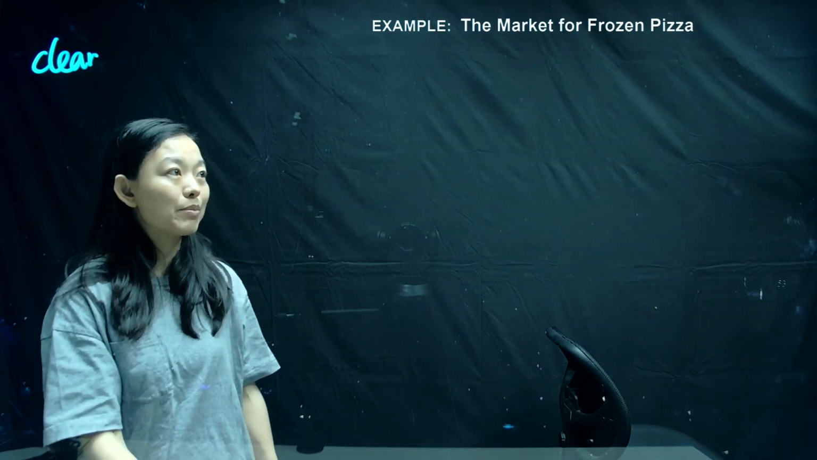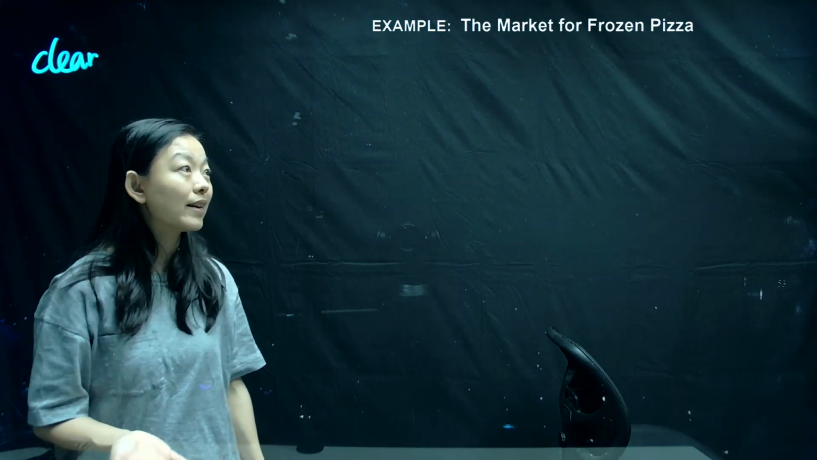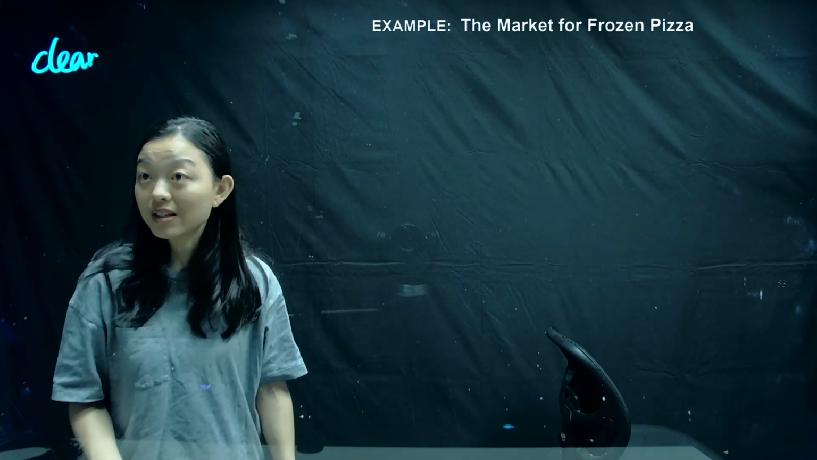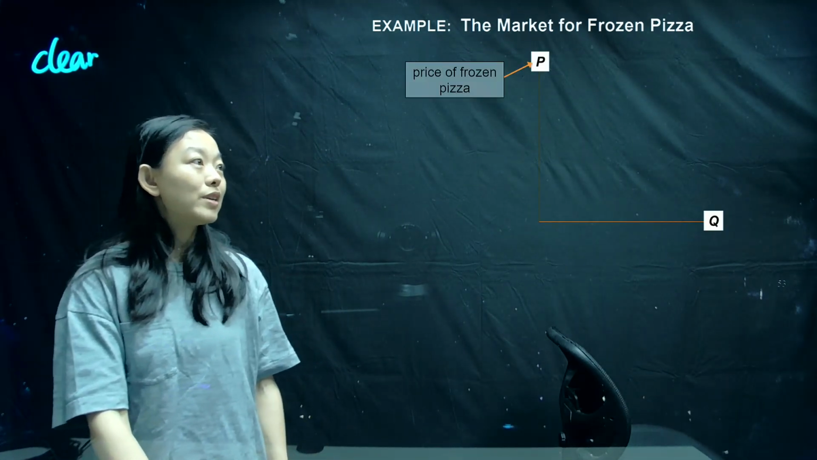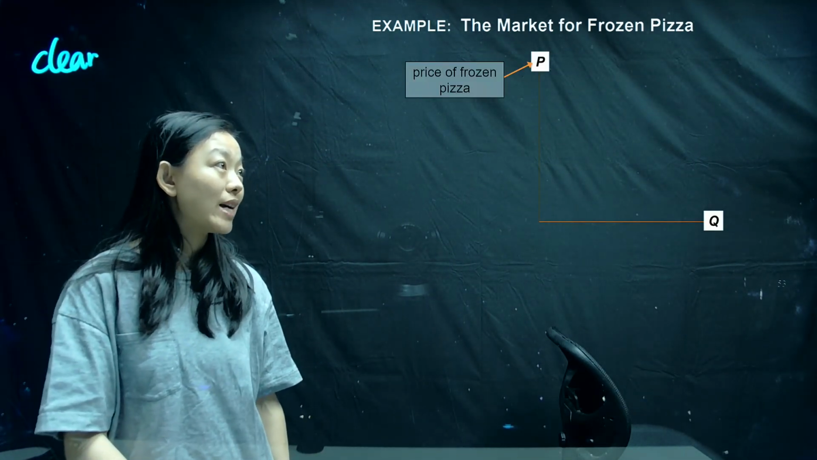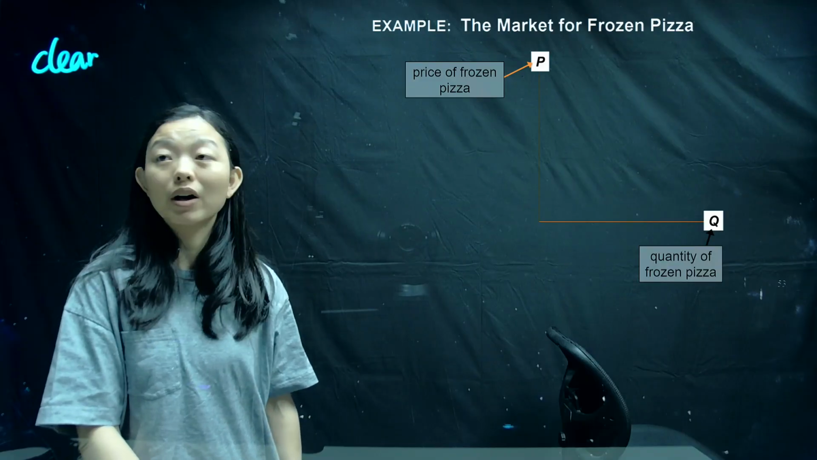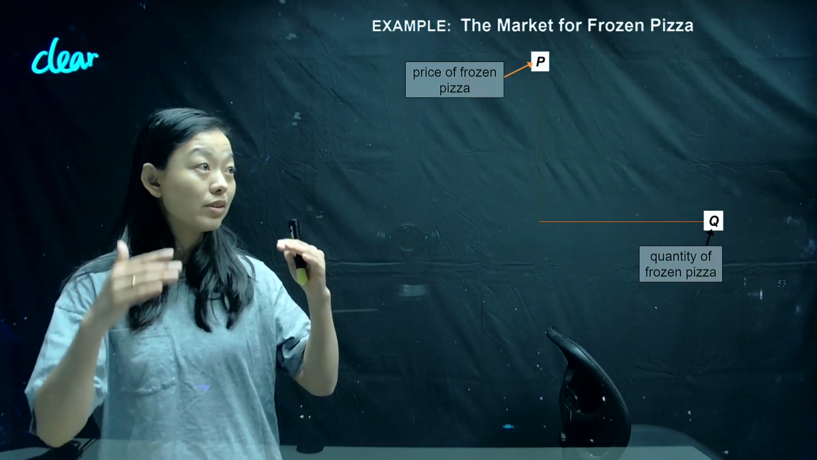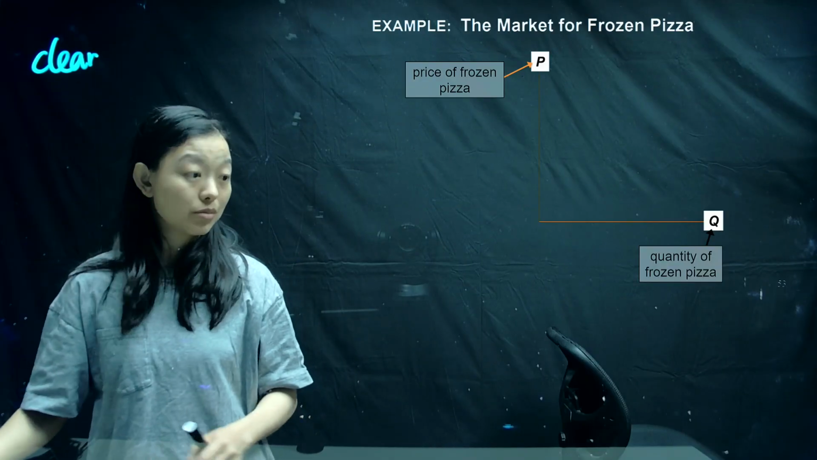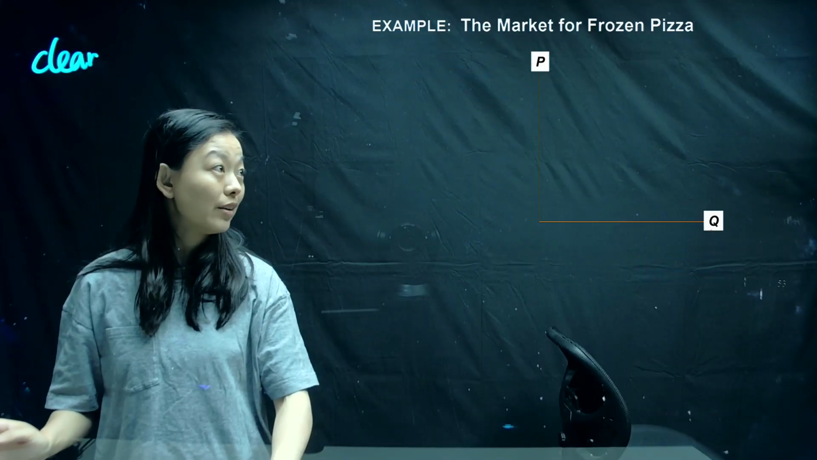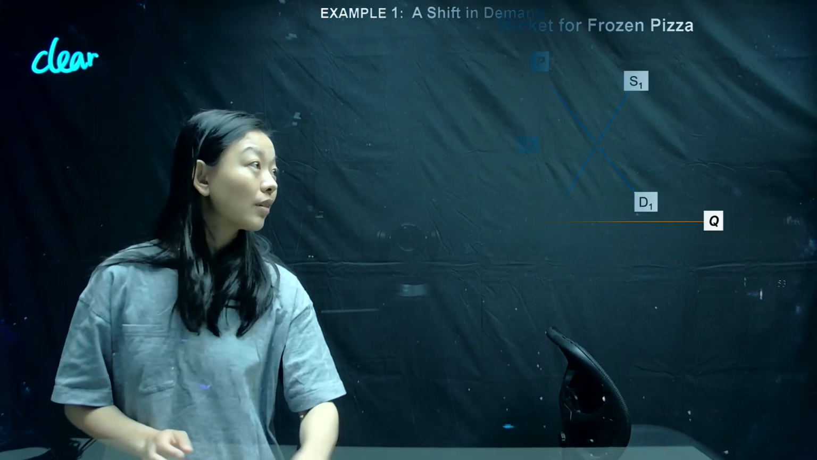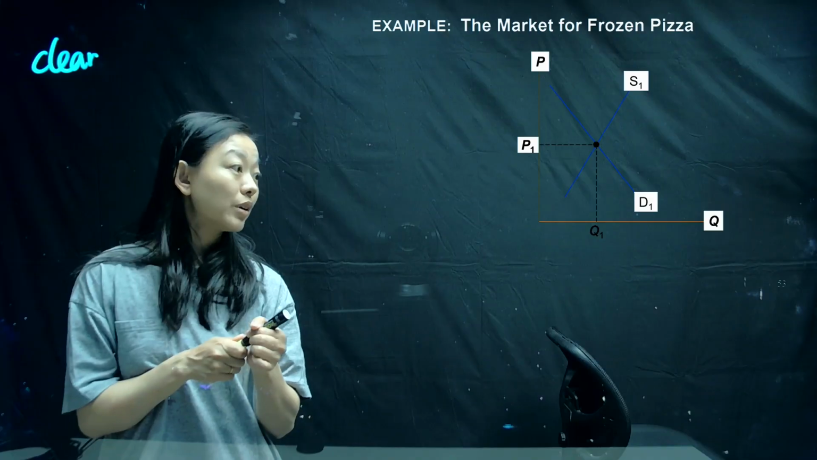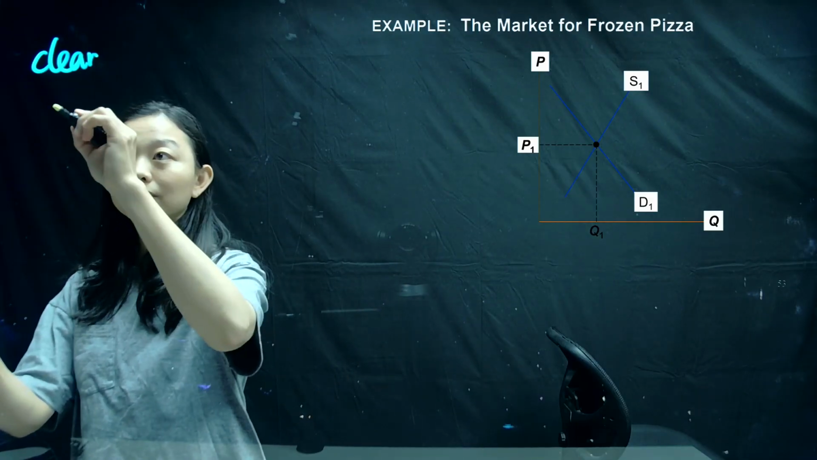So let's look at this example. This example is about the market for frozen pizza. First we have the price for frozen pizza and the quantity for frozen pizza on this two-dimensional graph. And generally, okay, let me see.